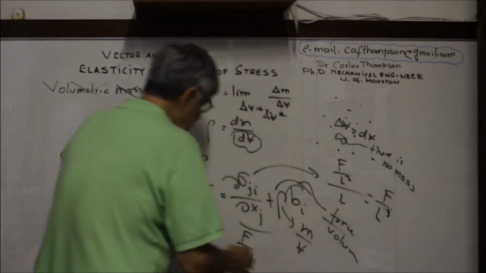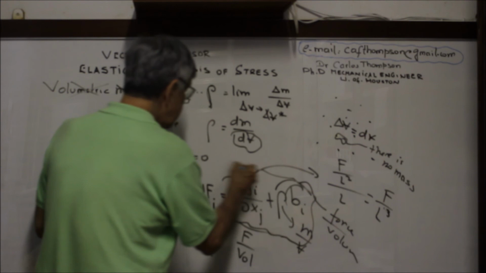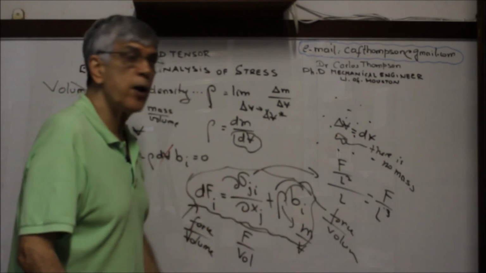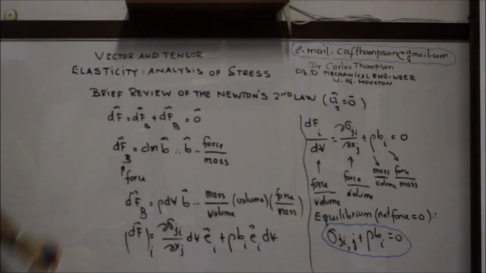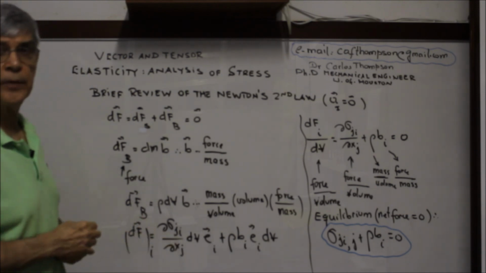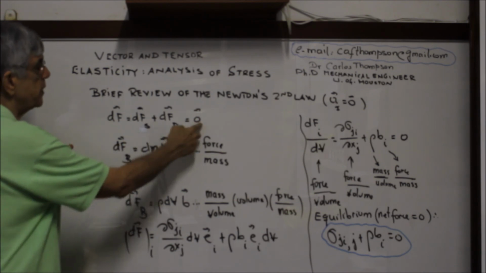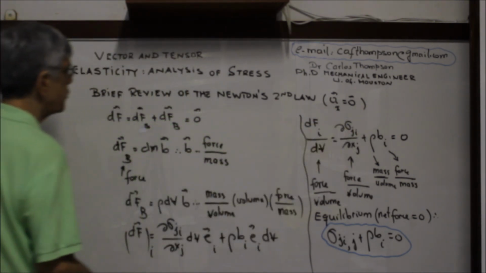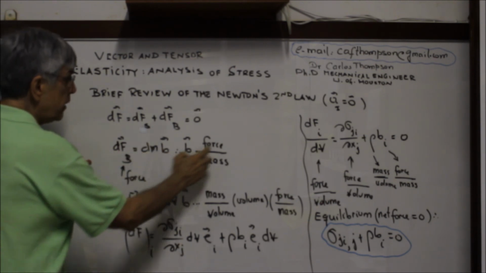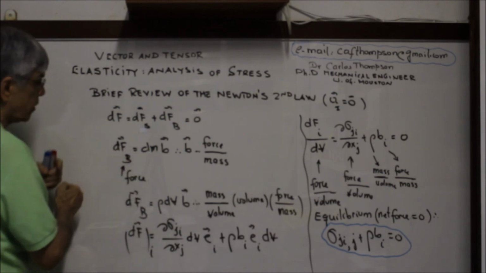Now you have the elasticity equation, involving the surface force by volume and the body force by volume. Here we see a brief review of Newton's second law applied in this lecture. Now, dFs plus dFb is equal to 0 because acceleration is 0. Now the body force is dm b. Attention, b is force by mass. Why? Because mass times force by mass is force.